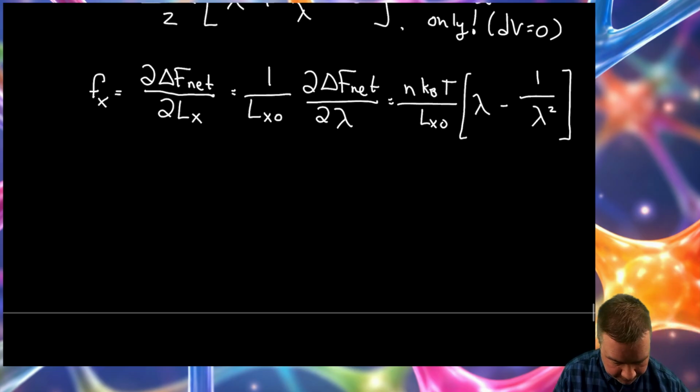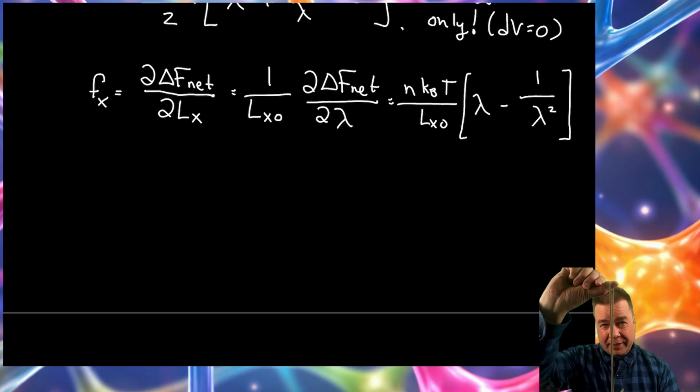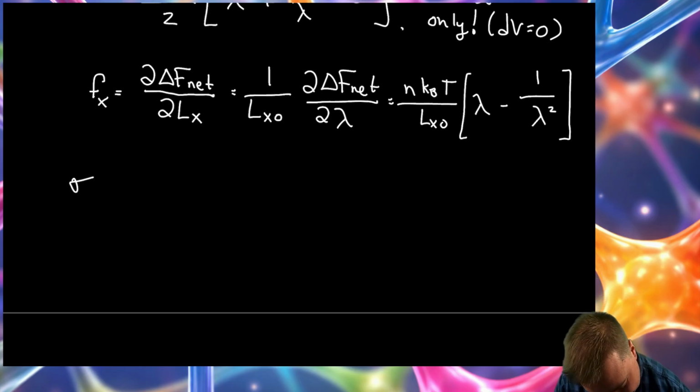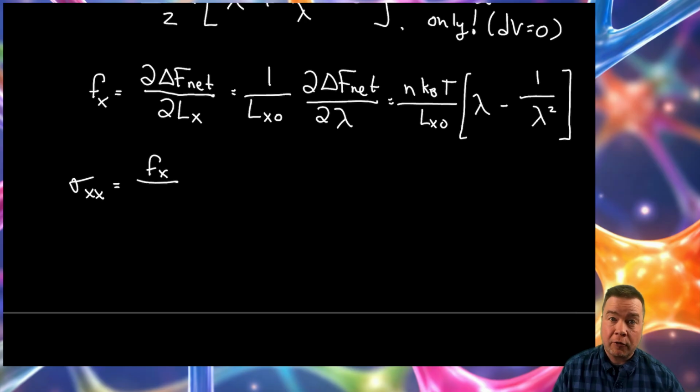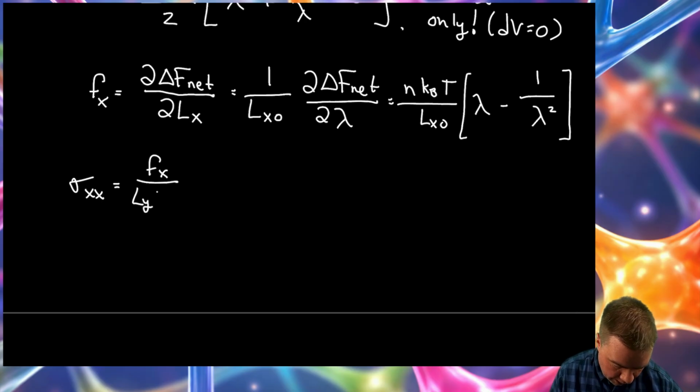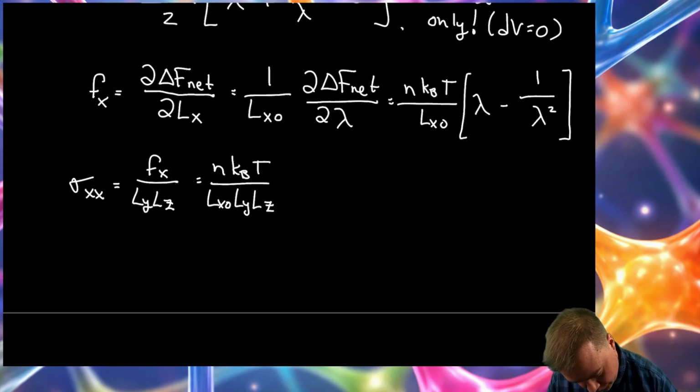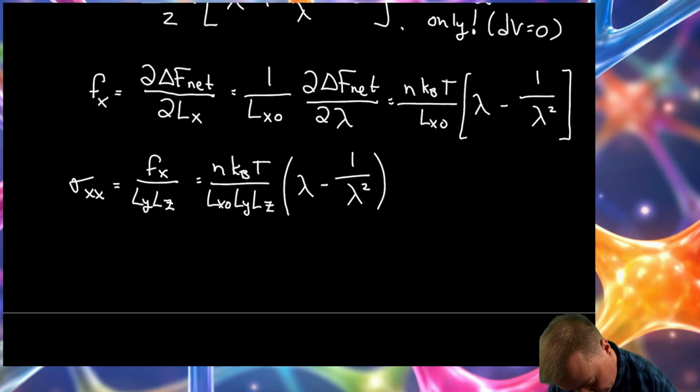All right, and so that's the force, but that's really specific to this material. What would be better is the stress, right? So that we can do this for any dimension of material. And so the stress in the x direction, that normal stress, is going to be the force in the x direction divided by the cross-sectional area, which is Ly Lz. So this is going to be equal to n kBT divided by Lx0 Ly Lz, and again multiplied by lambda minus 1 over lambda squared.